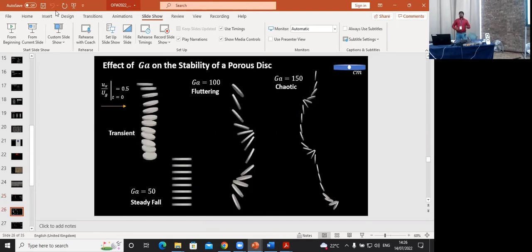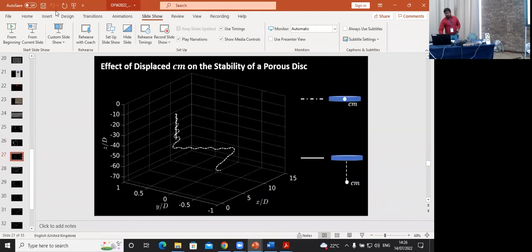And you can basically visualize the modes in this picture. So the first picture shows how the plate behaves in the transient mode. And in the 3 cases, one is the steady fall, another is the steady flutter, and another flutters and then results in tumbling.